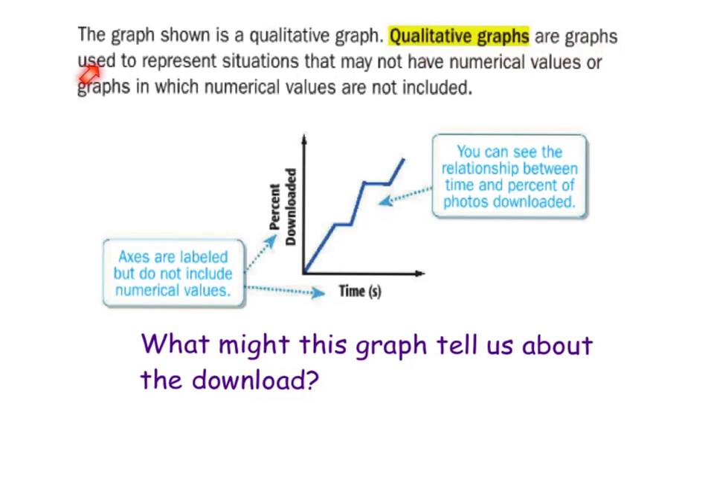Qualitative graphs are graphs used to represent situations that may not have numerical values in the graphs, or that they're not included. So you have an axis like you have with all the others, but there are no numbers. So it is more of a generalization about what is happening, and the numbers don't matter as much. So you can see the axes are labeled, but they don't include the numerical values.